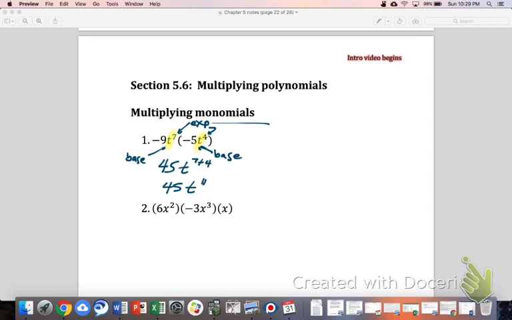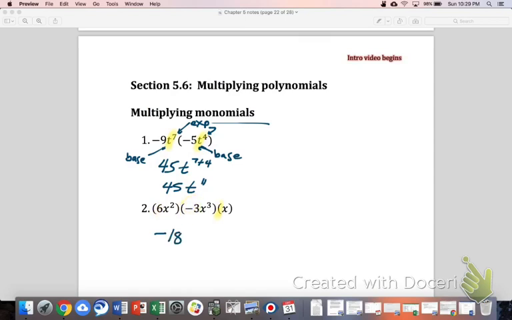Okay, so armed with that, maybe pause the video and try number 2. I'm going to go ahead and do the solution now, but feel free to try this on your own. Like we did before, I want to identify any numerical bases I have. I see the 6 and the negative 3 and what's understood to be a 1 out here. Those are all numerical bases. When you're multiplying numerical bases, you simply multiply them as you've always done. So 6 times negative 3 times 1 is negative 18.